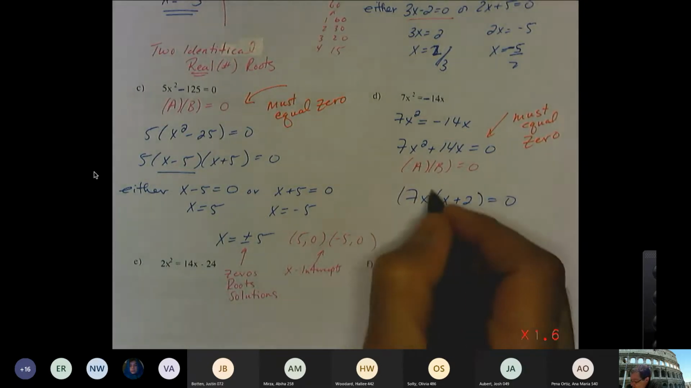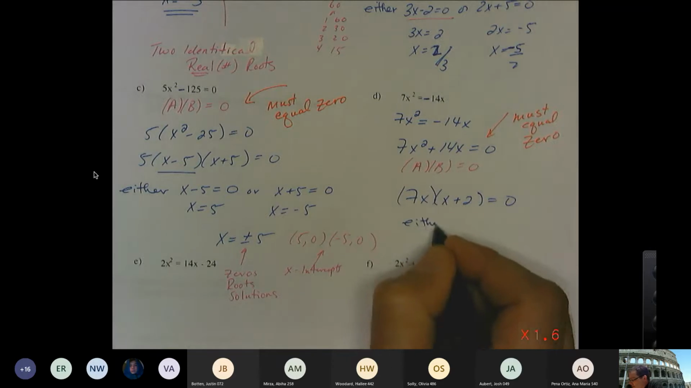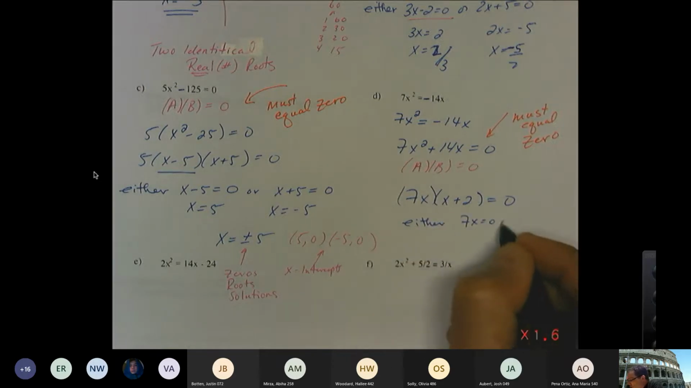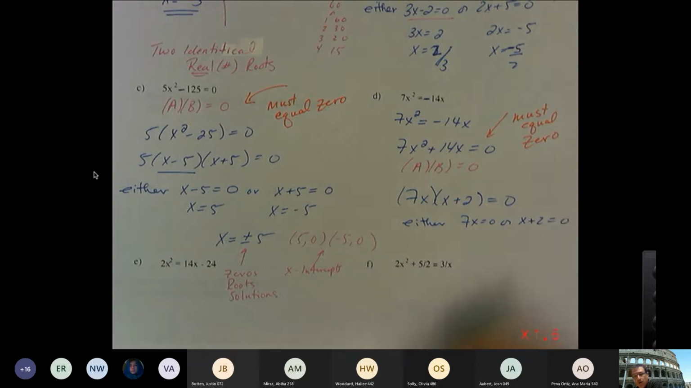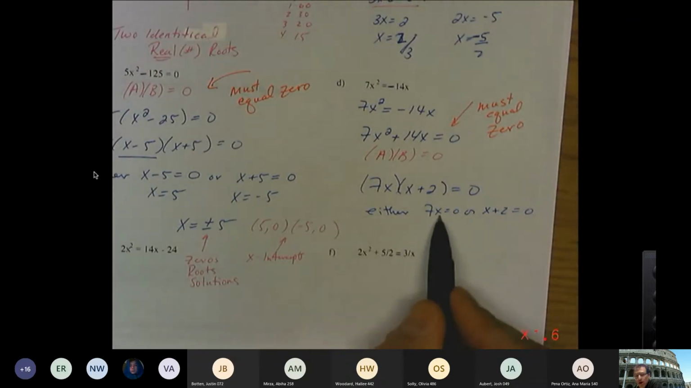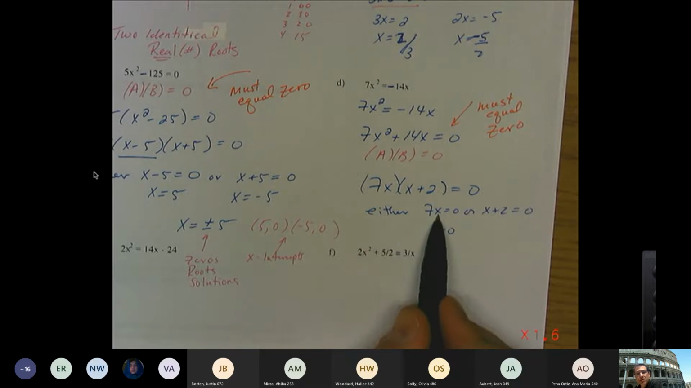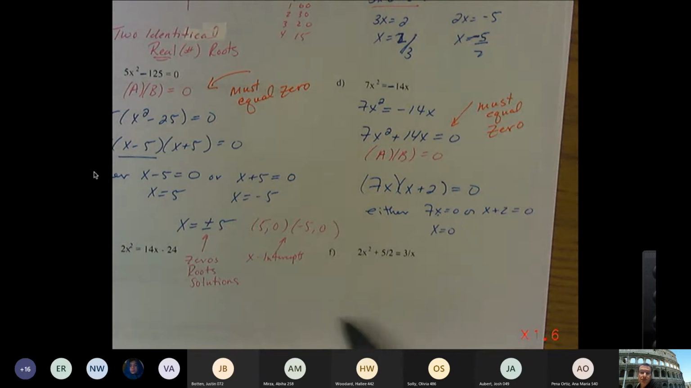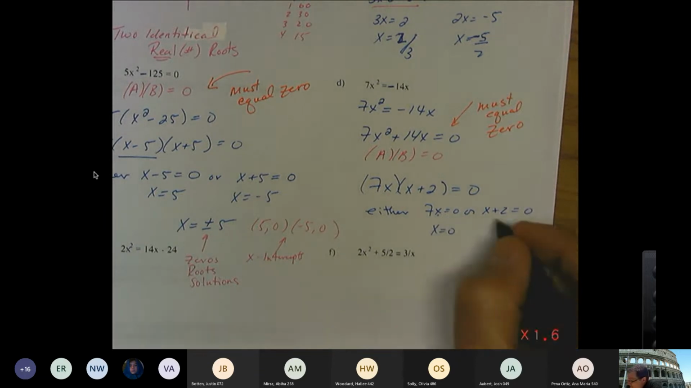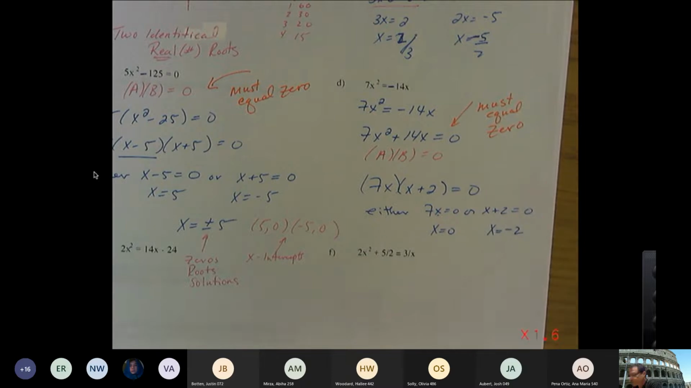I've got 2 things multiplying to give 0 here. Either 7x equals 0 or x plus 2 equals 0. Is there any value of x that'll make 7x equal 0? Yep, there is. 0. If I put in 0 for x, I'm going to get 7 times 0 is 0. The other thing to do is to divide both sides by 7, and you get x equals 0, and that's fine too. Or x equals negative 2. So those are your solutions, your roots, your zeros.